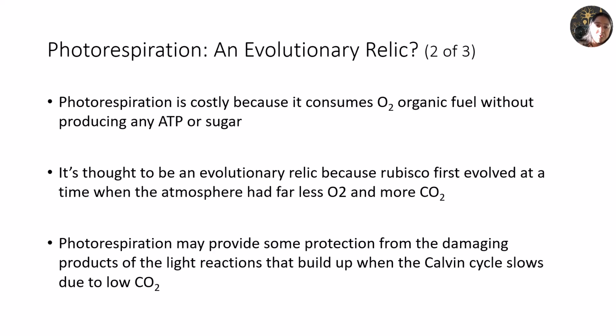So photorespiration can provide some protection from the damaging products of the light reactions that build up when the Calvin cycle slows due to low carbon dioxide. So for example, in us, if we were to hold our breath, we are building up waste product. In us, our waste product is carbon dioxide. It's like if we evolved a way to break down the carbon dioxide. What's actually the worst thing for you if you were to hold in your breath for a long time is that buildup of carbon dioxide. So it's like if we were to evolve something to use that waste product and not have it build up. So in a way it's not great, but it's also not killing you.